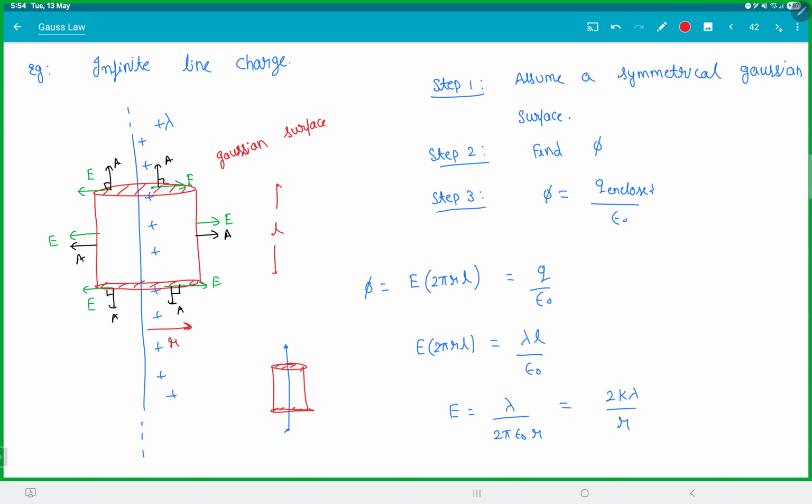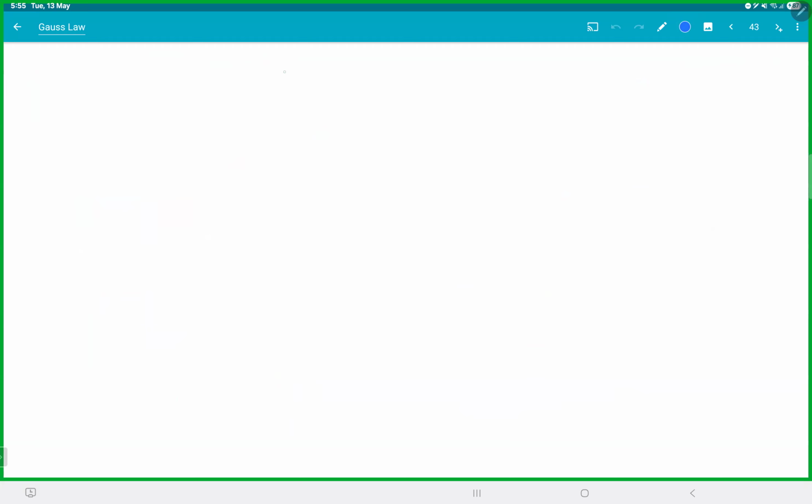Yeah, the problem will be that it's an unsymmetrical thing. There is no guarantee the field will be radial everywhere. The field will be in different directions. So you won't be able to calculate the flux. You're getting it? It won't be parallel to the area. That is a problem.